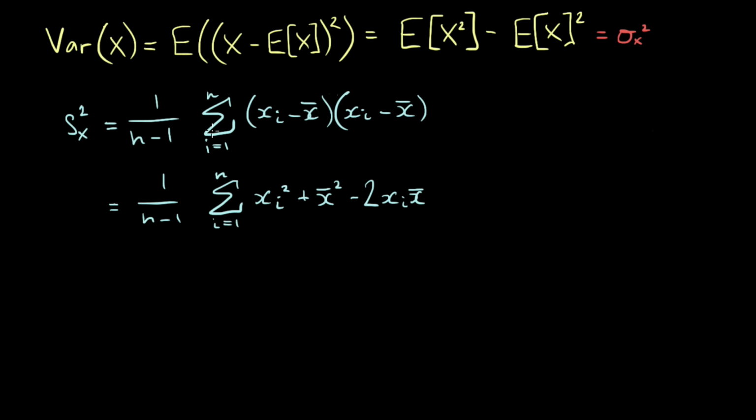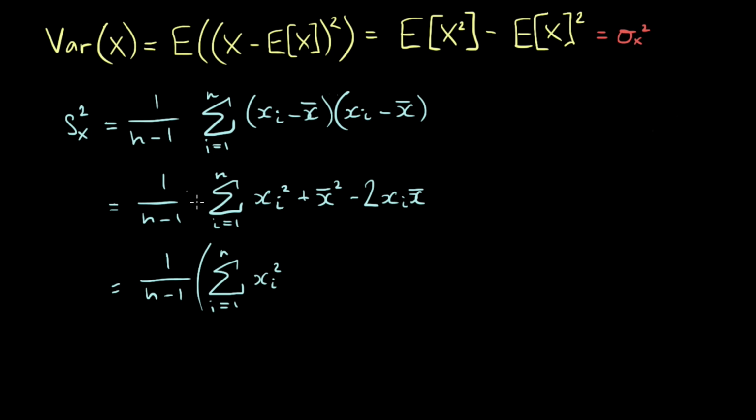And what we're going to do now is apply this sum separately to each of the terms here. So the first term is going to be 1 on n minus 1 times the sum from i equals 1 to n of xi squared. We can't really simplify this. This is just our data squared.